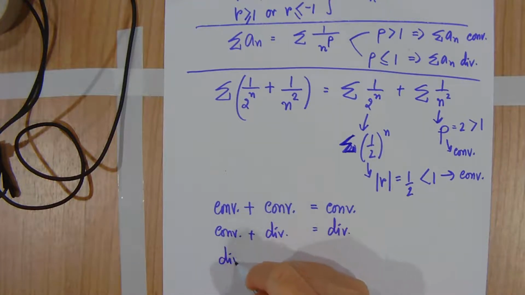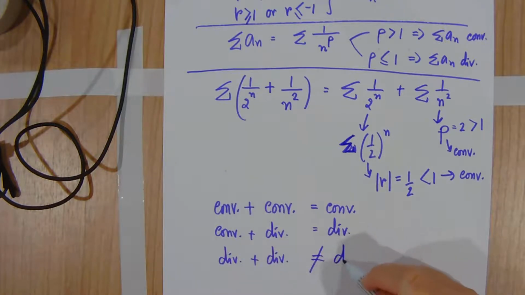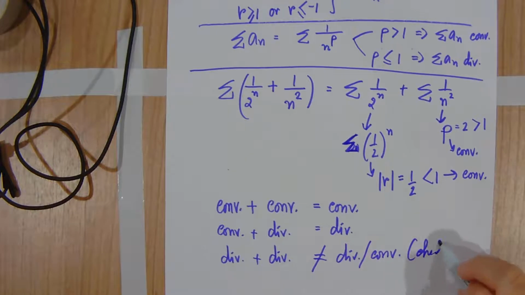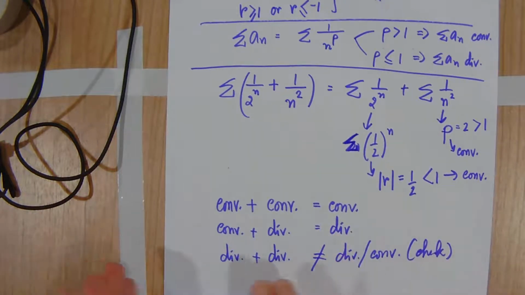And the last case, where we don't know whether it diverges or converges, we have to check all the terms. We can only conclude that converge plus converge gives converge, and converge plus diverge also diverges. Okay, so the next one.